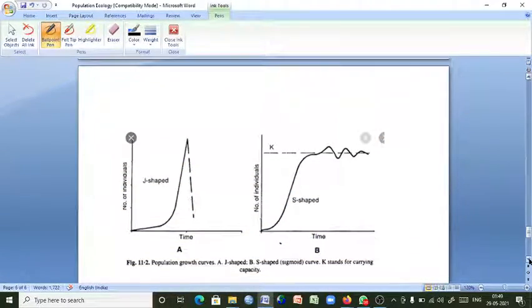So this is the equation for a J-shaped growth curve, which actually explains the exponential growth. There is no environmental resistance or carrying capacity. In the second condition, it shows a logistic growth curve. Here the growth is regulated by the carrying capacity, or the K. So the population forms an S-shaped or sigmoidal growth curve.